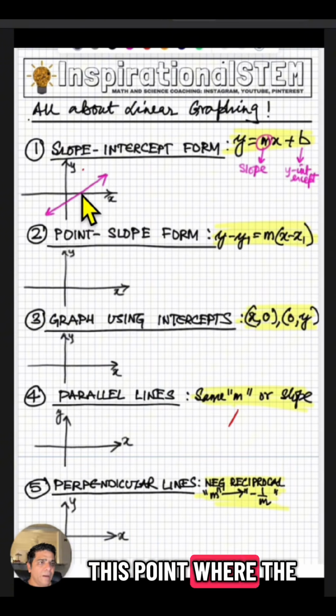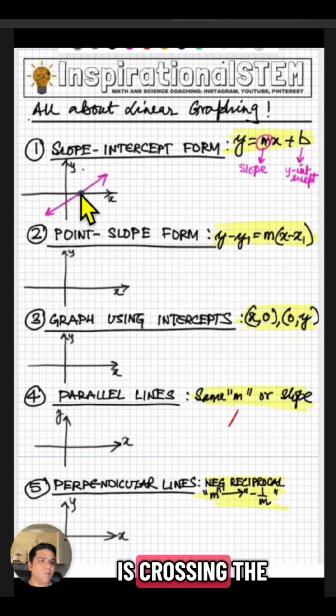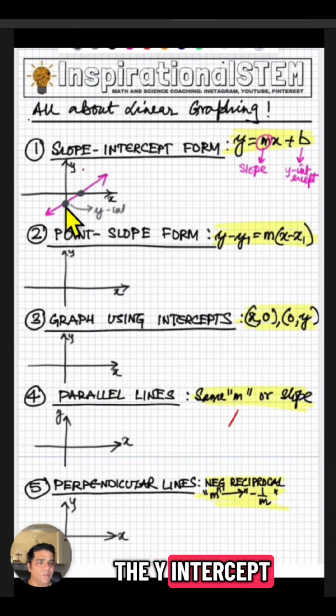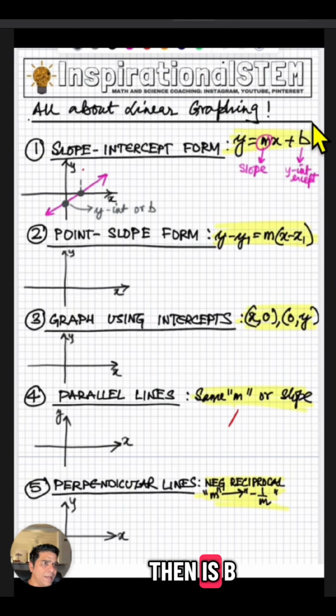This point where your line is crossing the x-axis is called the x-intercept, and where it's crossing the y-axis is called the y-intercept. So here the value of x is 0, and that's also the value of y then is b.